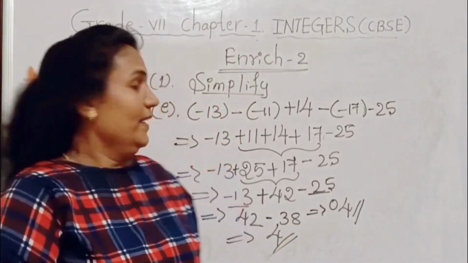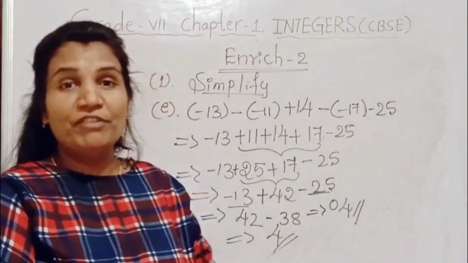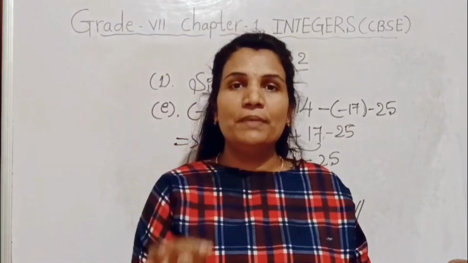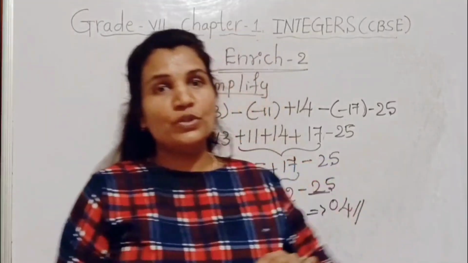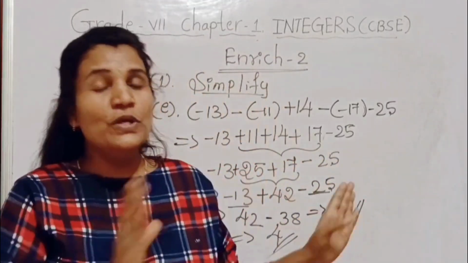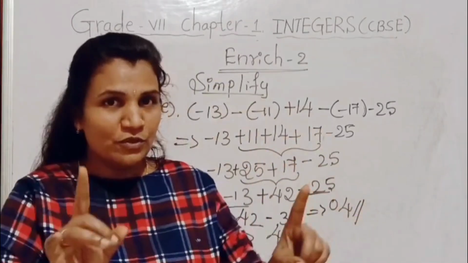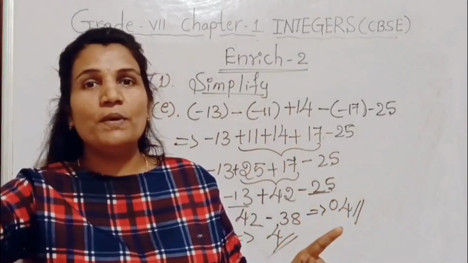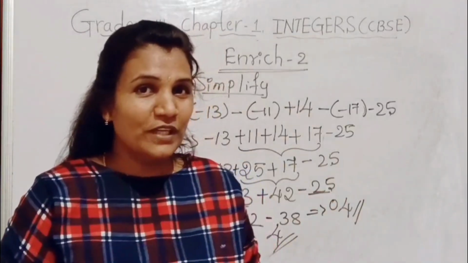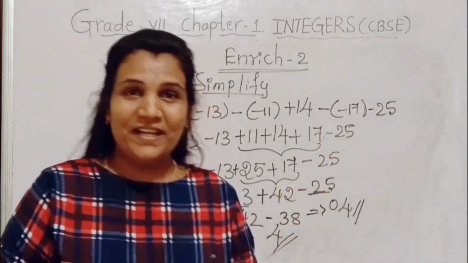Clear? These are all the things we learned in simplification. Clear, my kids? Simple it is. First you need to open up the brackets, later move to addition, then subtraction. I have told you here that division and multiplication will not come. Just concentrate on the brackets. Open up the brackets, later move on to addition, finally subtraction.